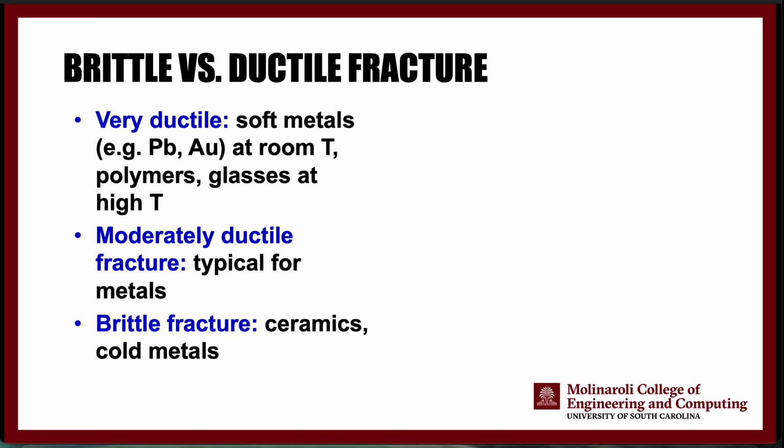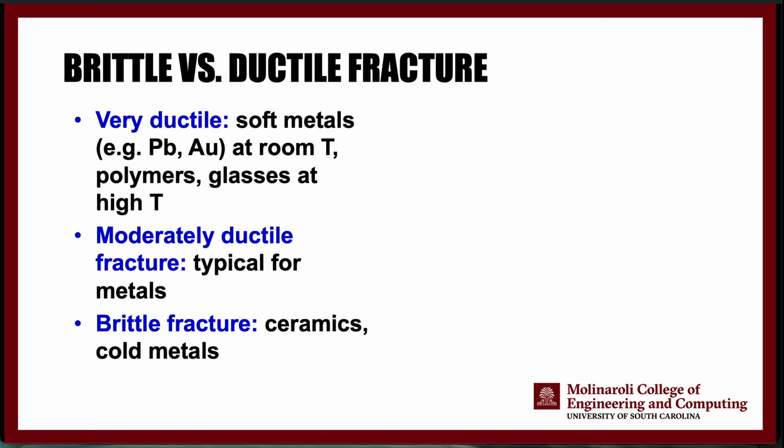These are soft metals at room temperature. These ductile metals are very plastic. They can have a huge plastic region. Then we'll move on to moderately ductile material, which is the most typical form of metals, in which you have a plastic region and an elastic region. The plastic region is not as big as it is for the very ductile material.